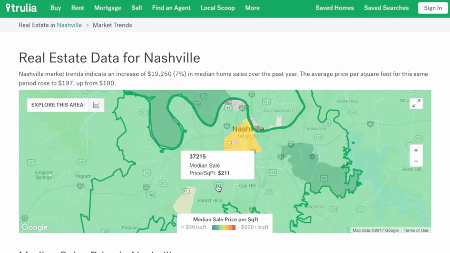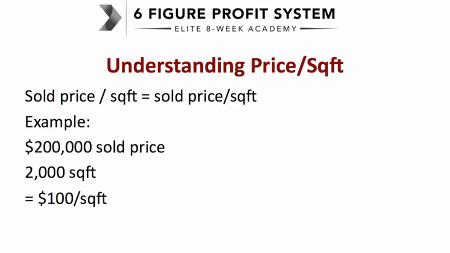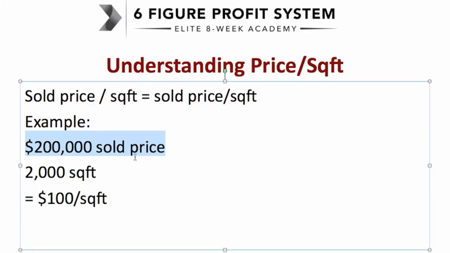Now let me teach you and show you why this is valuable and how this works. First of all, what is price per square foot? It's the sold price of a property divided by the square footage of the property. That's the formula right there. For example, if the property sold for $200,000 and the square footage of that same property is 2,000, then that gives you $100 a foot.